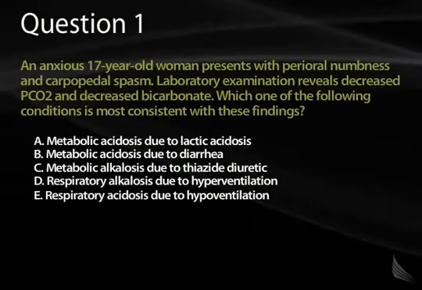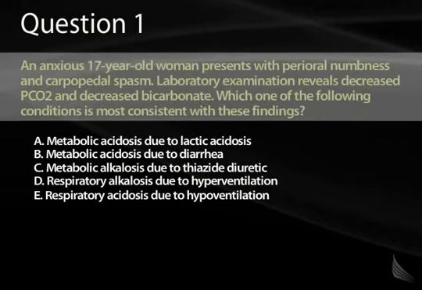Let's go through a few more questions. Question 1. An anxious 17-year-old woman presents with perioral numbness and carpopedal spasm. A laboratory examination reveals decreased PCO2 and decreased bicarbonate. Which one of the following conditions is most consistent with these findings?